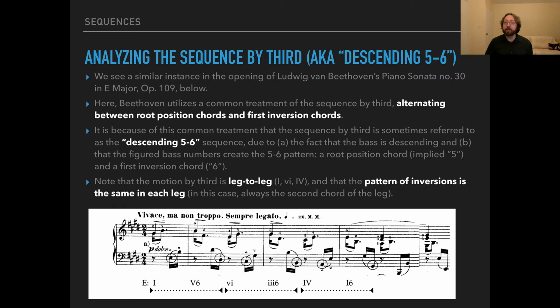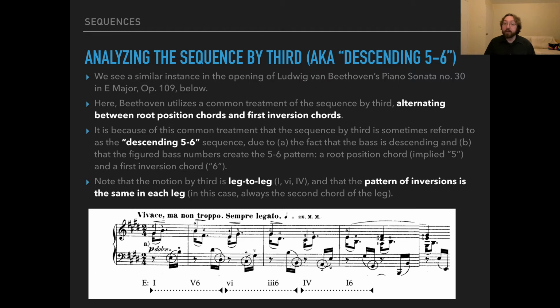We'll explore this by looking at Ludwig van Beethoven's Piano Sonata No. 30 in E major below, which sounds like this in the opening of the first movement. Note the sequential legs, 1 going to 5-6, 6 going to 3-6, and 4 going to 1-6, before we have an imperfect authentic cadence.